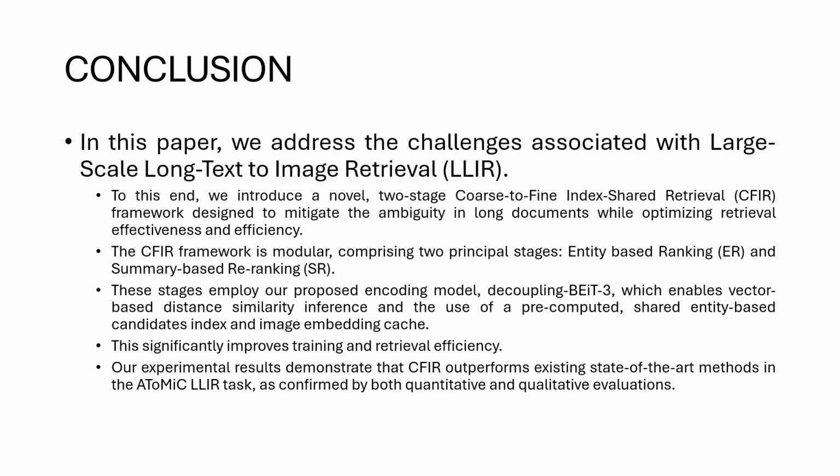So for the conclusion, in this paper, we address the challenges associated with large-scale long text to image retrieval. To this end, we introduced a novel two-stage coarse-to-fine index shared retrieval Cfir framework designed to mitigate the ambiguity in long documents while optimizing retrieval effectiveness and efficiency. The Cfir framework is modular, comprising two principal stages: entity-based ranking and summary-based ranking.